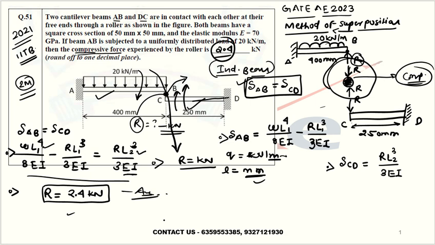I hope you understand how to solve the indeterminate beam, how to use the deflection equation, and to be careful while substituting the units also. Either you take all those things in Newton mm, or kilonewton mm, or kilonewton meter. I hope this question will help you in understanding an indeterminate beam.